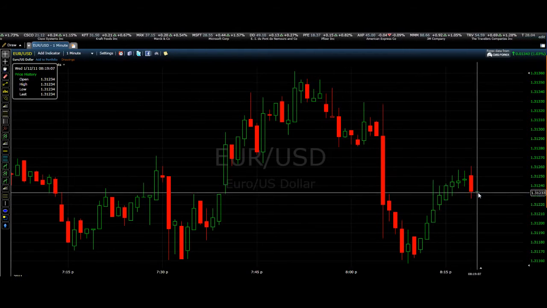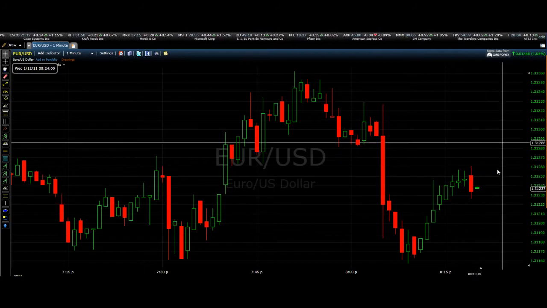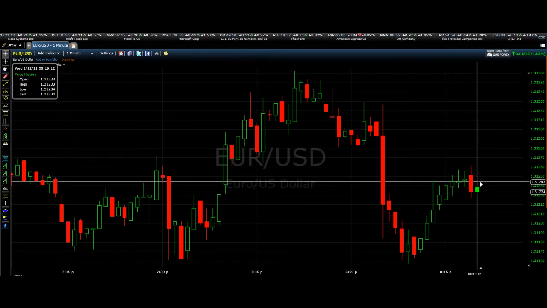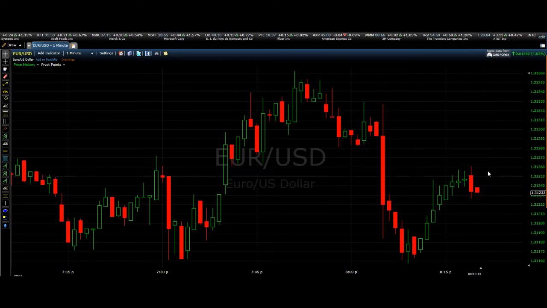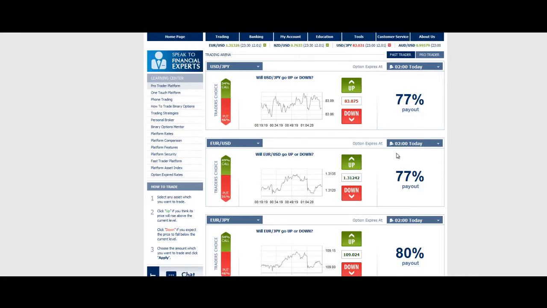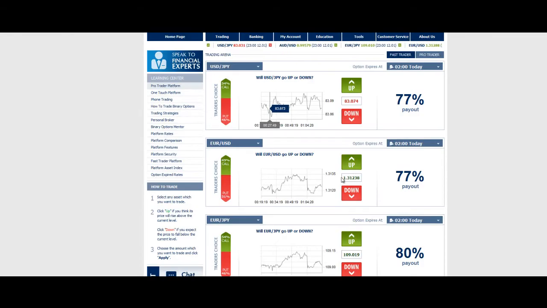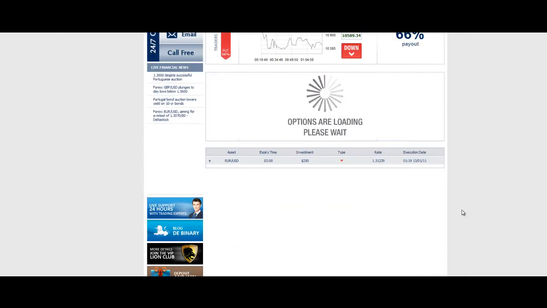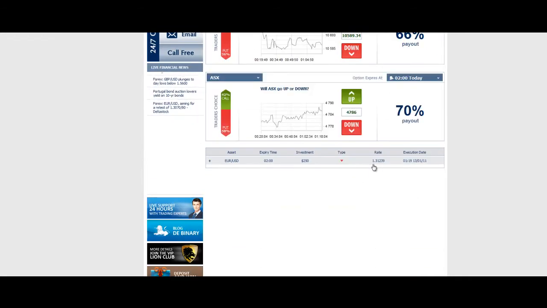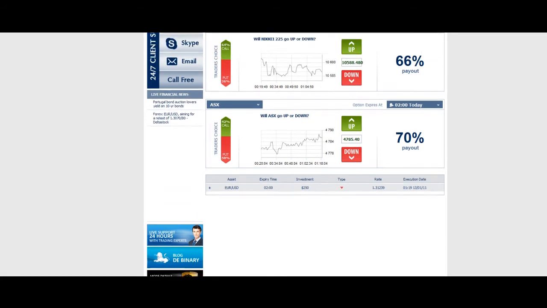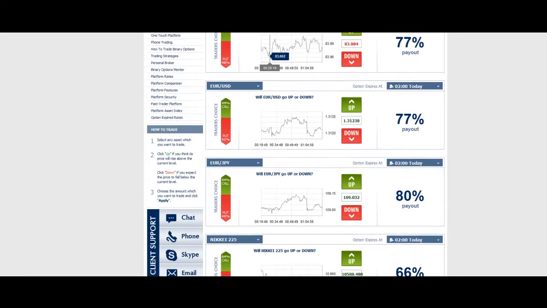So what I'm going to be doing is go ahead and open up my trading platform, and I will be placing a put on the Euro USD for the remainder of this time. So we've got it right here, and I will be doing a $250 put, which, as you can see, the trade has been placed, and it looks like I got in at 1.31239. So we will see what happens with this.